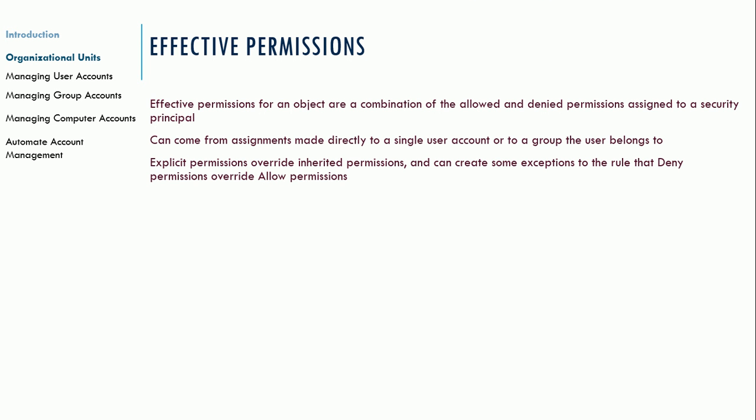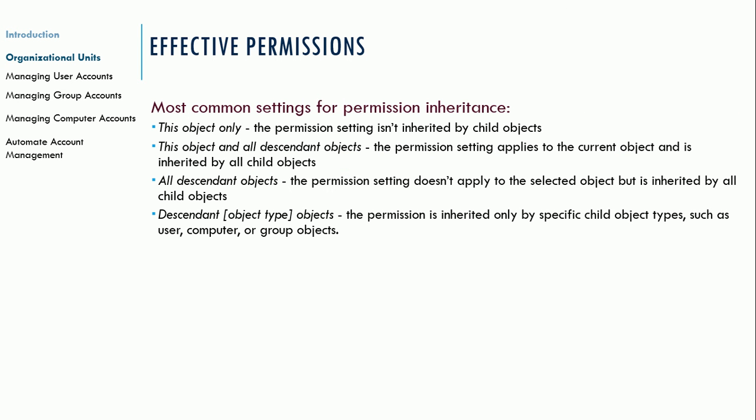Effective permissions are the permissions of an object, which are a combination of all the allowed and denied permissions assigned to a security principal, and that includes all of the permissions that are inherited. So the effective permissions are all of the allowed and denied permissions as well as inherited permissions from within that hierarchical structure. One of the things that's important to remember about effective permissions is it's not always obvious what the permissions are on an object. When you look at an object's properties, sometimes you have to understand the inheritance as well.